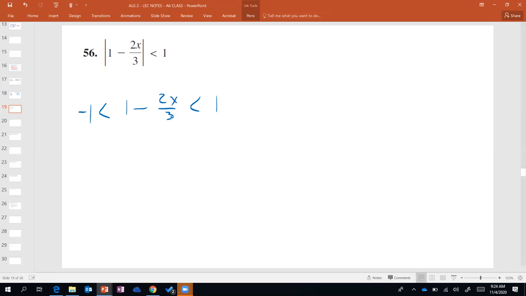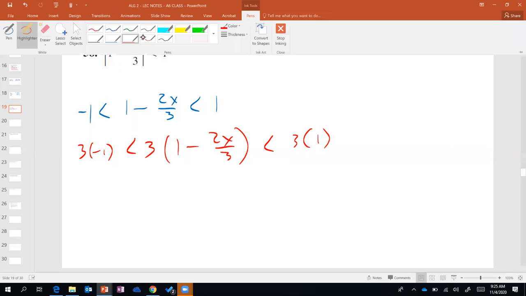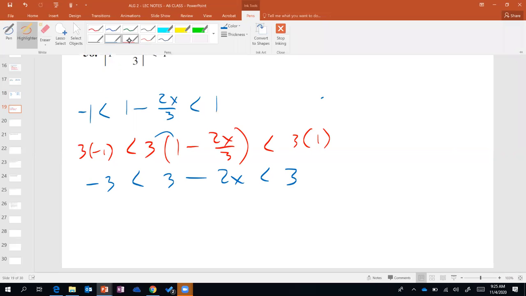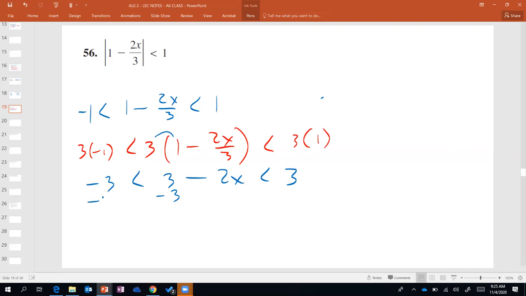So let's go real quick here. We got a minute and a half left. Multiply by 3 everywhere. Go. And let's see if I can finish up in time. Okay, I'm going to go kind of fast here, guys, to finish up. That's -3. That's going to be 3 minus 2x. That's going to be +3. Subtract 3 from both sides here. That's a -6 less than -2x, which is less than 0.